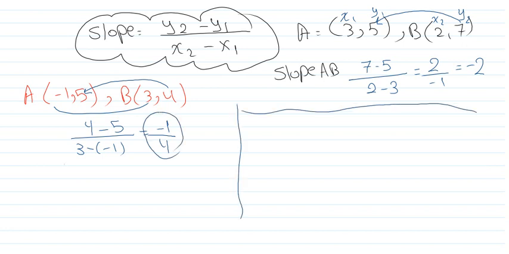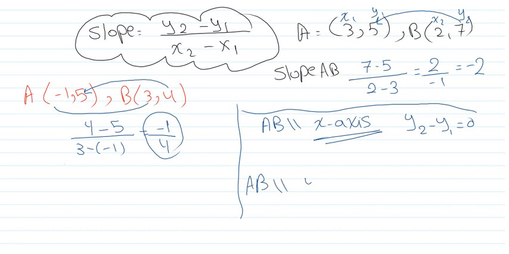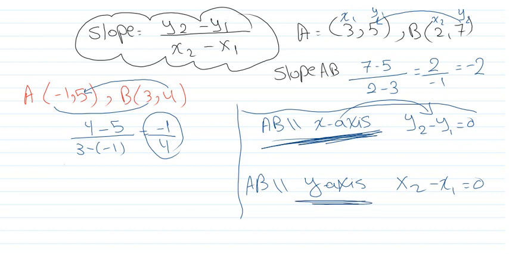When he says the straight line AB is parallel to the x-axis, then y2 minus y1 equals 0. But if AB is parallel to the y-axis, then x2 minus x1 equals 0. Again, if he says parallel to the x, then y equals 0, and parallel to the y, then x equals 0.